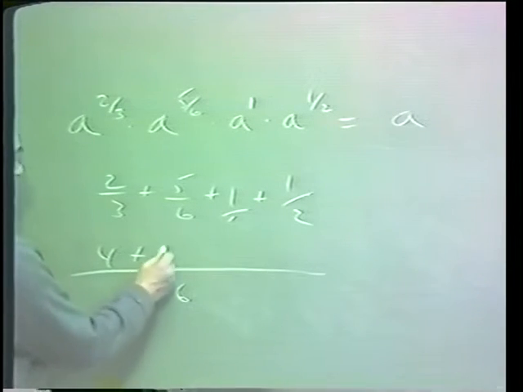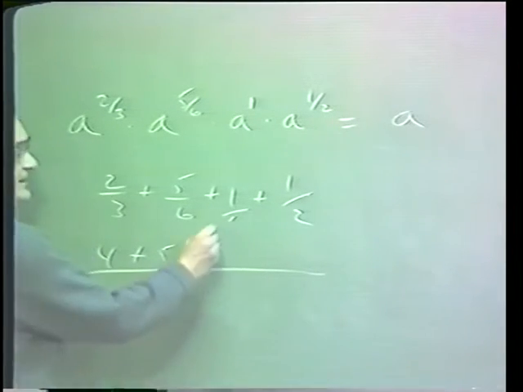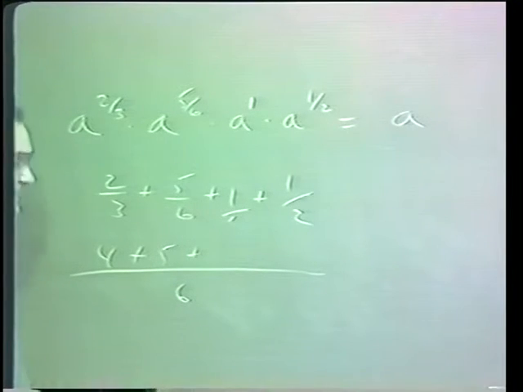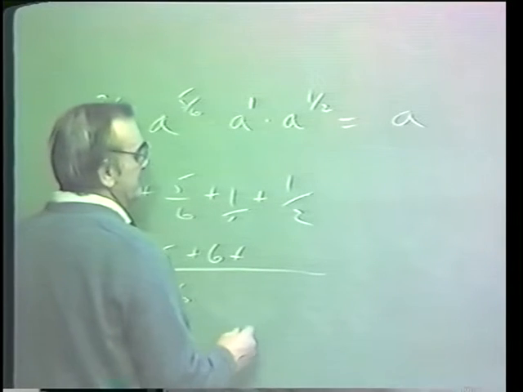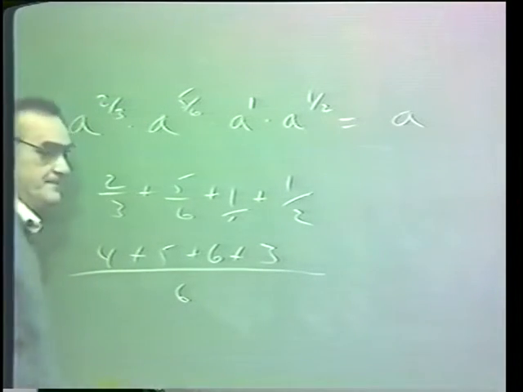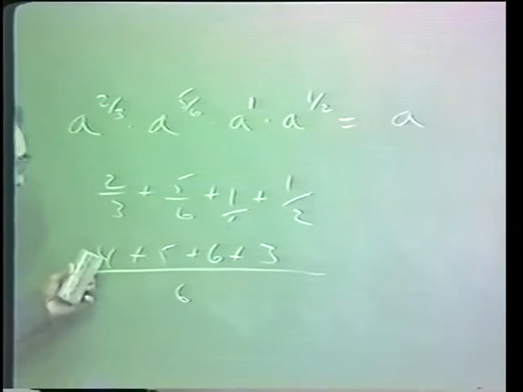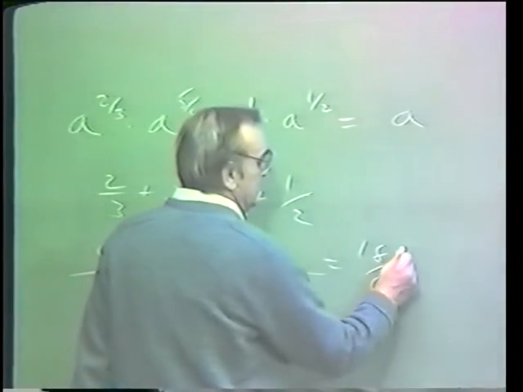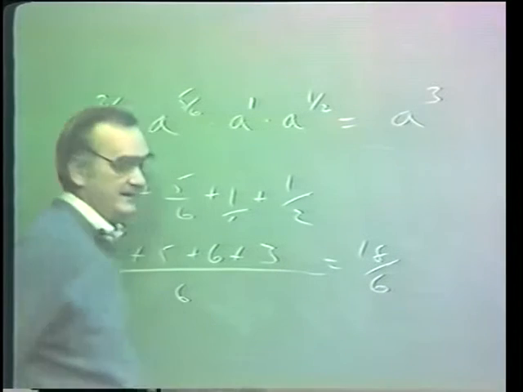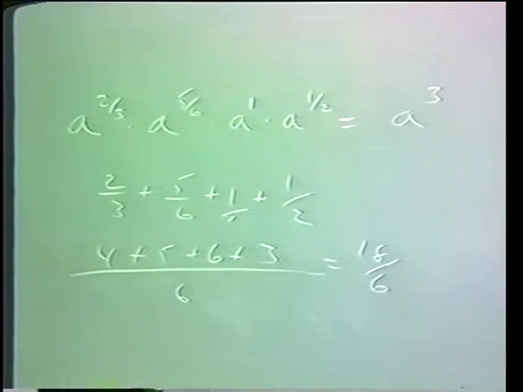We leave it alone. Leave the numerator alone. Third denominator, we have to multiply both top and bottom by 6. Last fraction, we have to multiply both numerator and denominator by 3. There, we made it a single fraction. We add these up correctly. We come up with 18 over 6, which is equal to 3. A to the third. Okay?